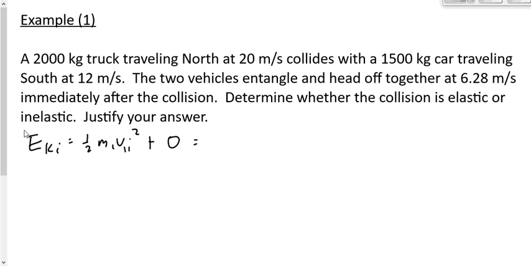All right, let's calculate this initial kinetic energy. 2,000 kilograms times v1i is, what, 20 meters per second? 20 squared is 400. 400 times 1,000 is 4.0 times 10 to the 5 joules.